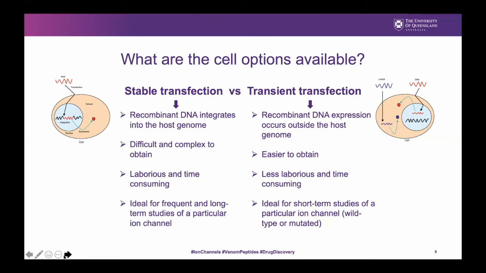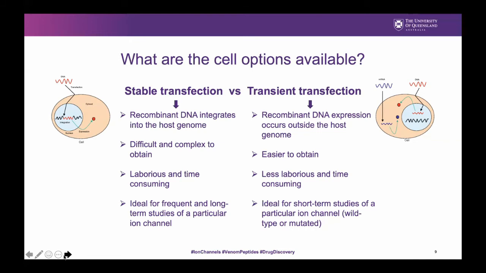These were generated by stable transfection methods, where the recombinant DNA integrates into the host genome. These are very difficult and complex to obtain, and they are laborious and time-consuming, but they are still worth it if you are going to use the cell lines frequently and in long-term studies of a particular ion channel.